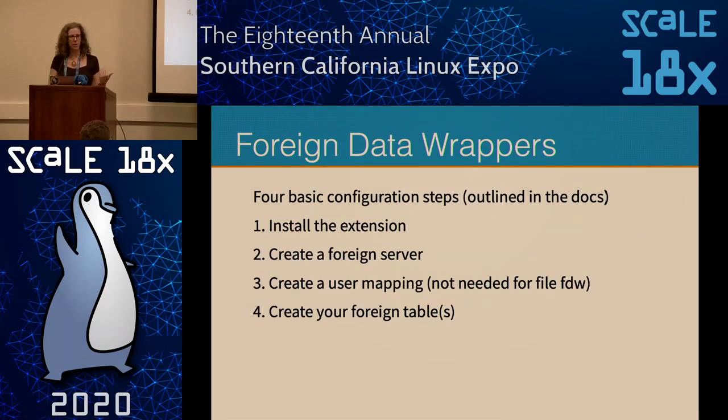So, there are 4 basic configuration steps. You install the extension, and this one comes with Postgres. You don't have to compile anything. You can just do create extension, and you're off to the races. Then you create a foreign server, which is essentially your database connection string. If you've used an ODBC driver, you're familiar with having to make one of these. The user mapping is just authentication for the database connection, and then you go ahead and create your foreign tables.